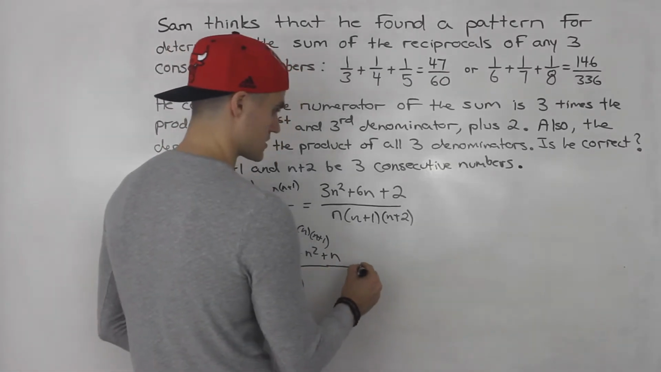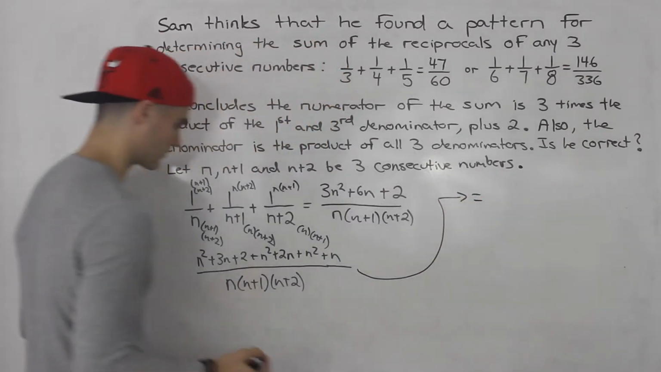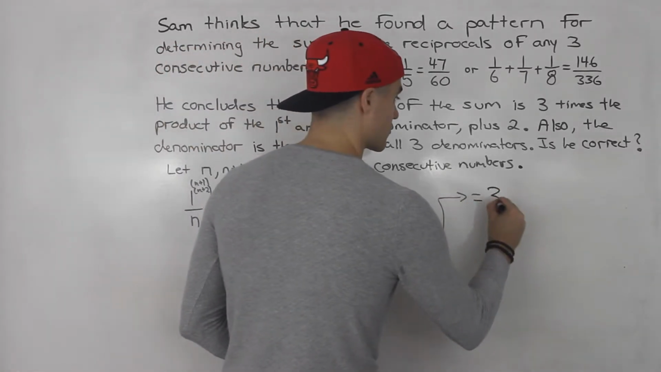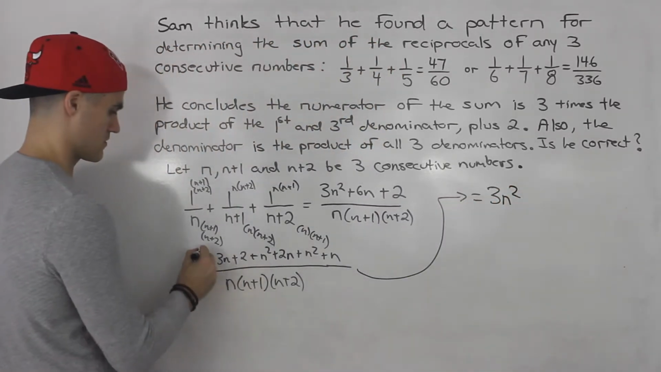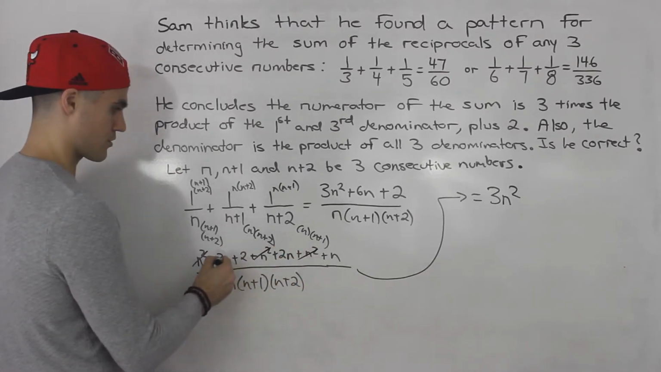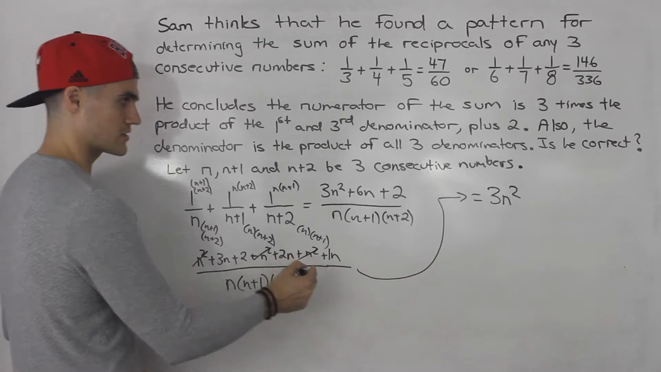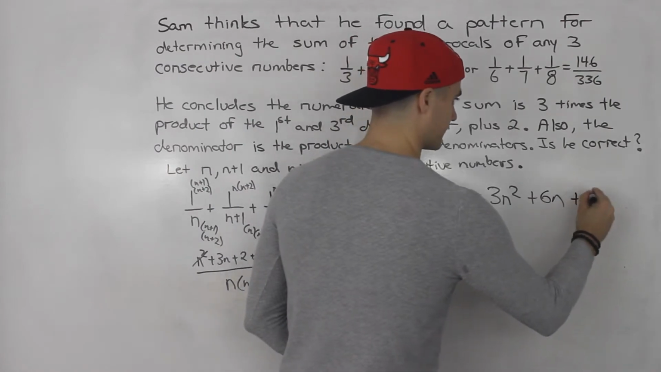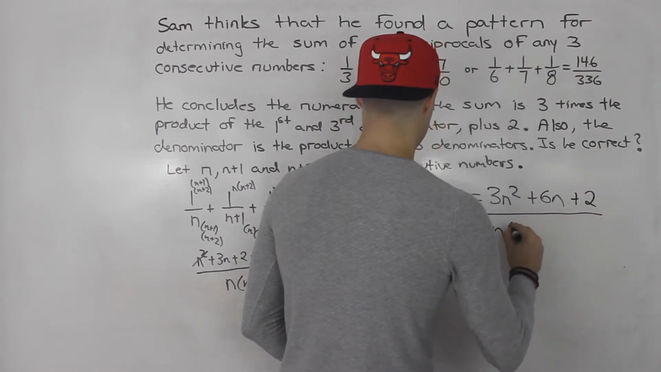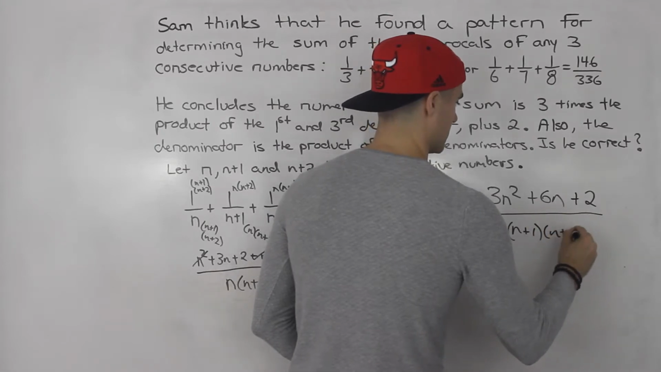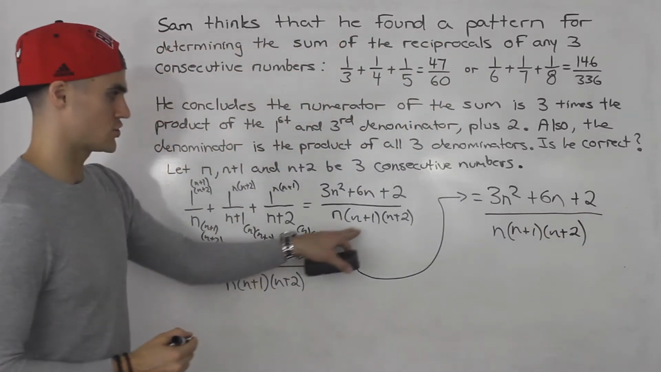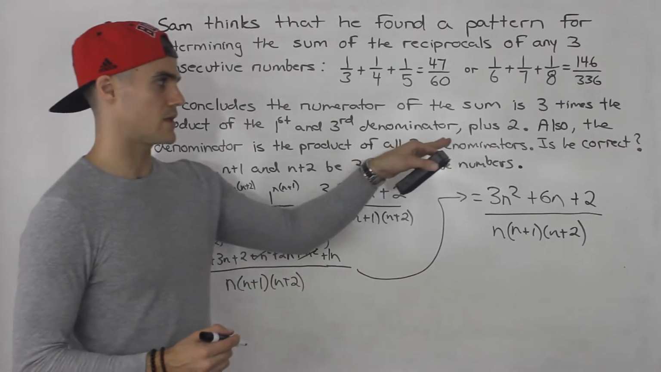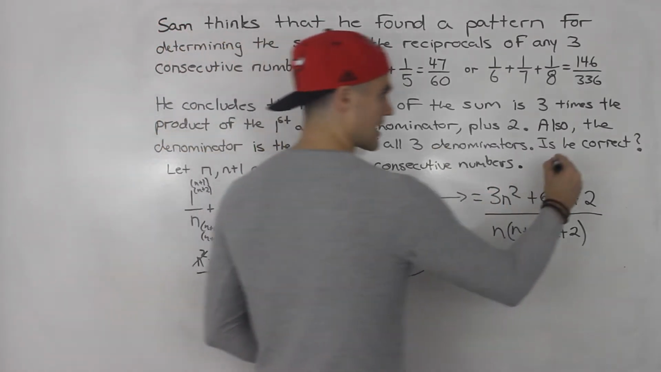So continuing this, let's simplify these like terms. So n squared plus n squared plus n squared, what does that give us? That gives us 3n squared, right? So those go away. 3n plus 2n plus n, those are all like terms. That gives us 6n. And then we're just left with this 2 here, all over n plus 1, n plus 2. So notice we took that left side and showed that it equals that. And so what we can do is generalize this and say that Sam is correct.